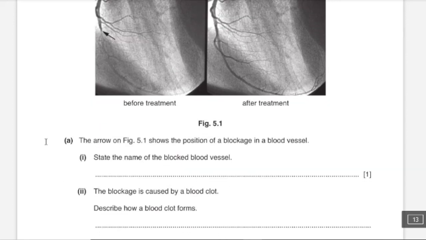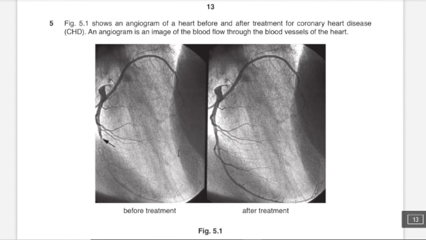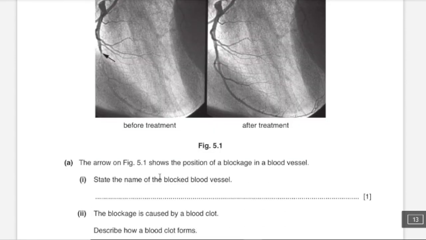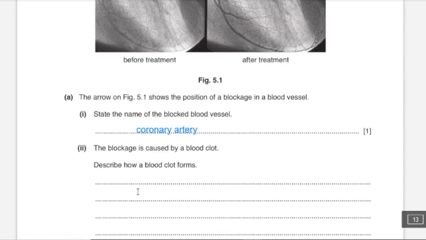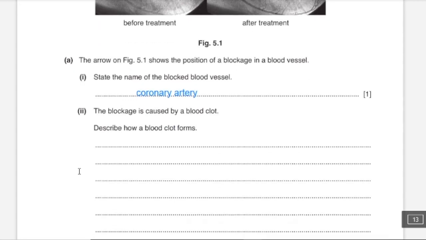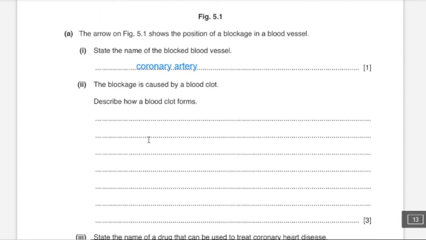So A, the arrow in figure 5.1 shows the position of a blockage in a blood vessel. State the name of the blocked blood vessel. Since this is a coronary heart disease, the blockage is going to be in the coronary artery. Part 2, the blockage is caused by a blood clot. Describe how a blood clot forms.